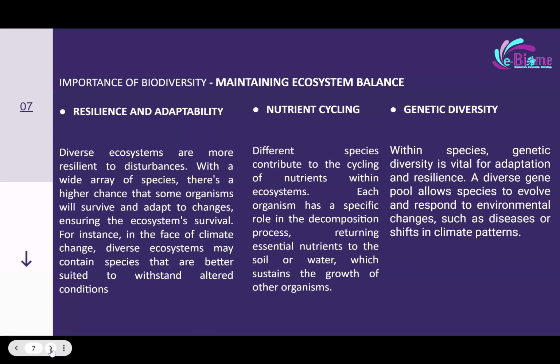Nutrient cycling, I think I explained this earlier on in the previous slide. And then the genetic diversity within species. Genetic diversity is vital for adaptation and resilience. So a diverse gene pool allows species to evolve and respond to environmental changes, such as diseases or shifts in climate patterns. I think I explained this earlier also, where when we have genetic diversity within a species, some are able to adapt more, some are able to adapt less. So when there is a sort of genetic interaction between these particular individuals within a species, the outcomes of these interactions are more resilient than the parents themselves.